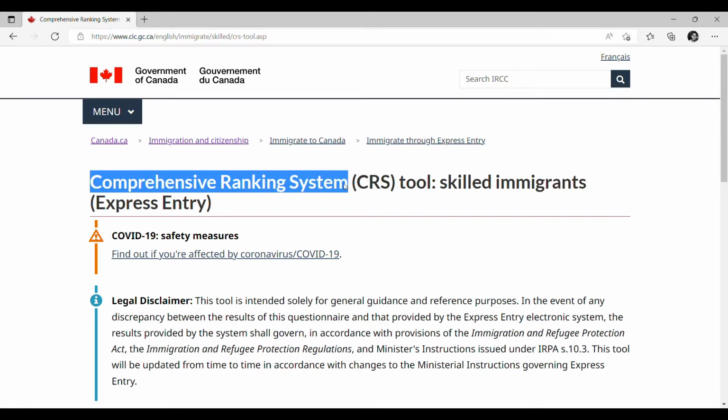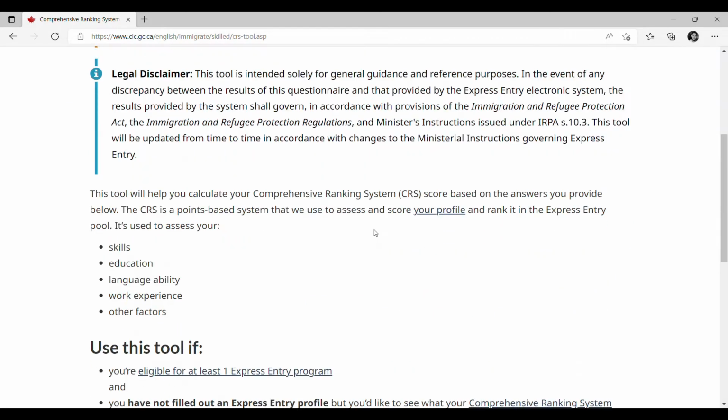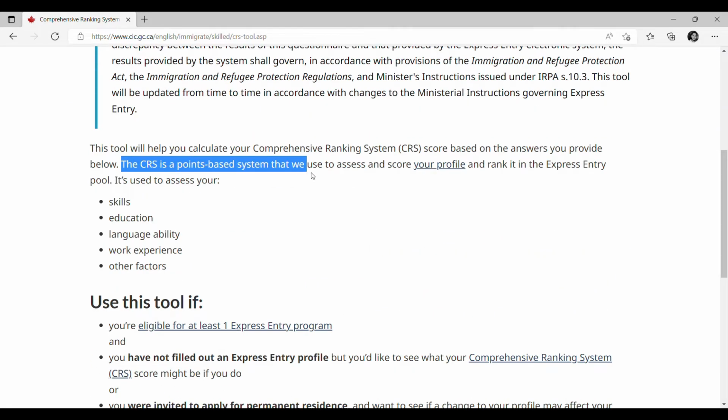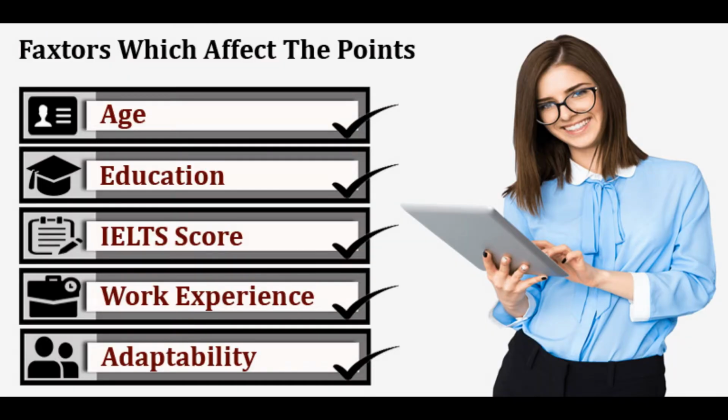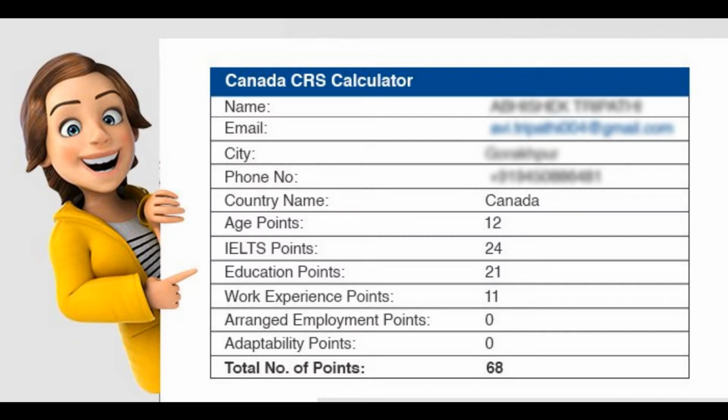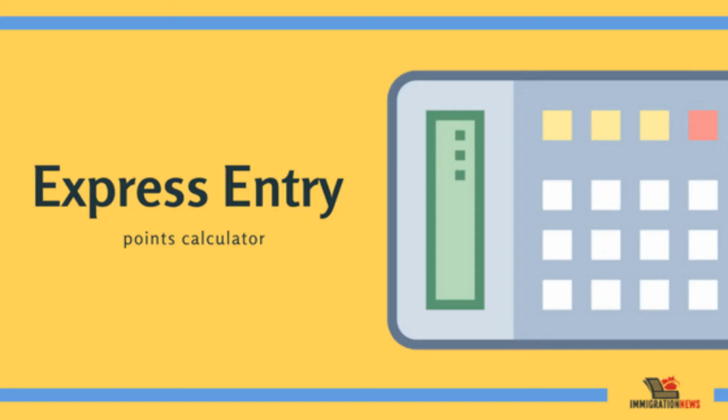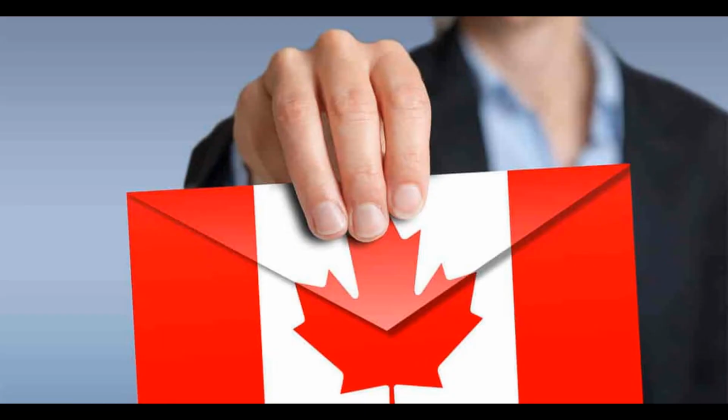cic.gc.ca site. The CRS tool is a comprehensive ranking system which gives us a score based on the answers we provide for the questions related to our skills, education, language ability, work experience and other factors. The cumulative score which we get at the end of this assessment is the actual score which is entered into the Express Entry pool, based on which we get the invitation to apply for Canada immigration.